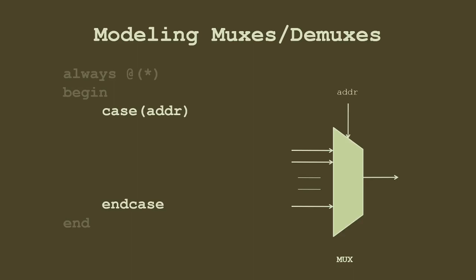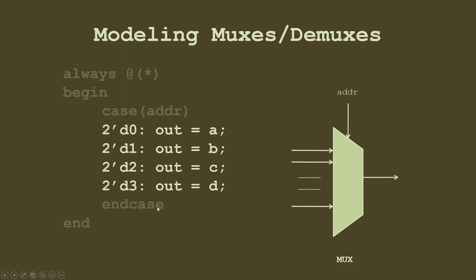So if we want to make a multiplexer, then we again use always at static begin end. So that's brackets. And then just like in C, we have a switch case statement. In Verilog, we have only a case statement. We put a case, and in parentheses, we put the name of select line signal. So in this case, it's address. And then to end the case, we have to put an endcase. And then we write this kind of syntax.